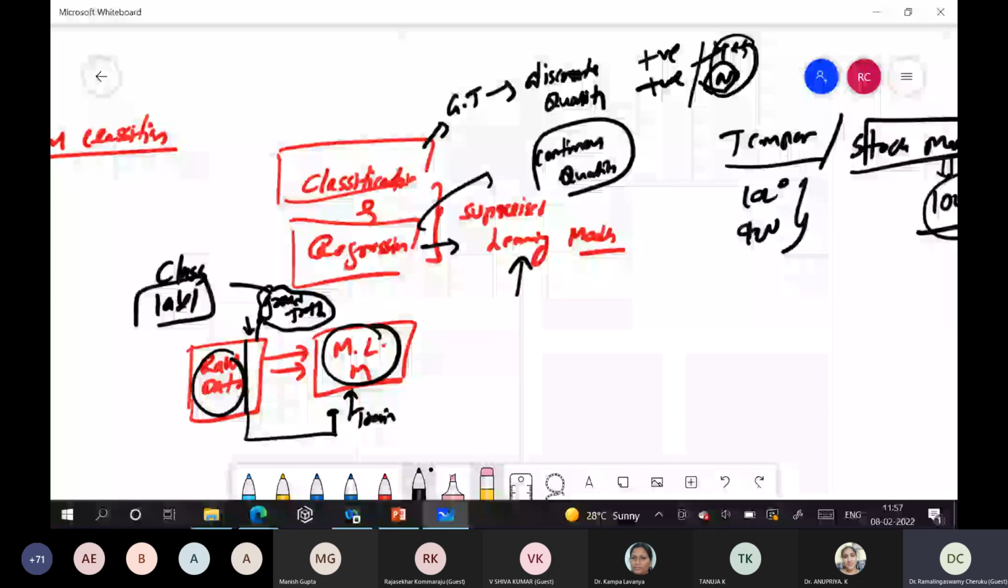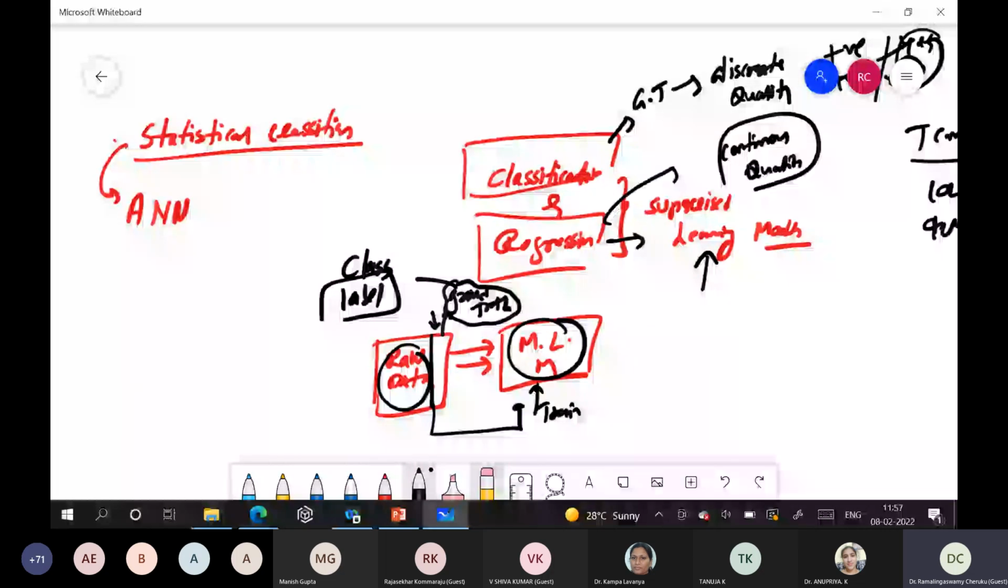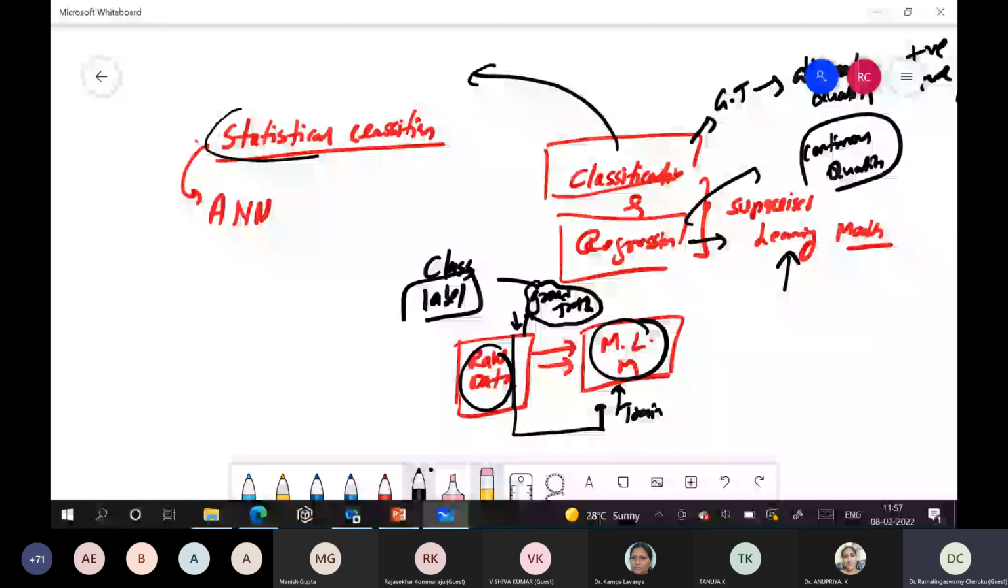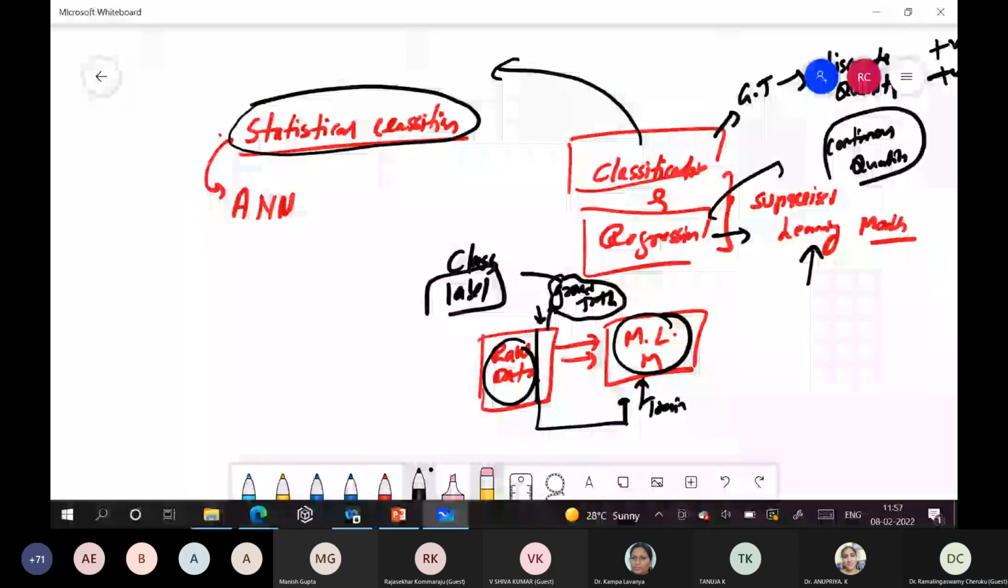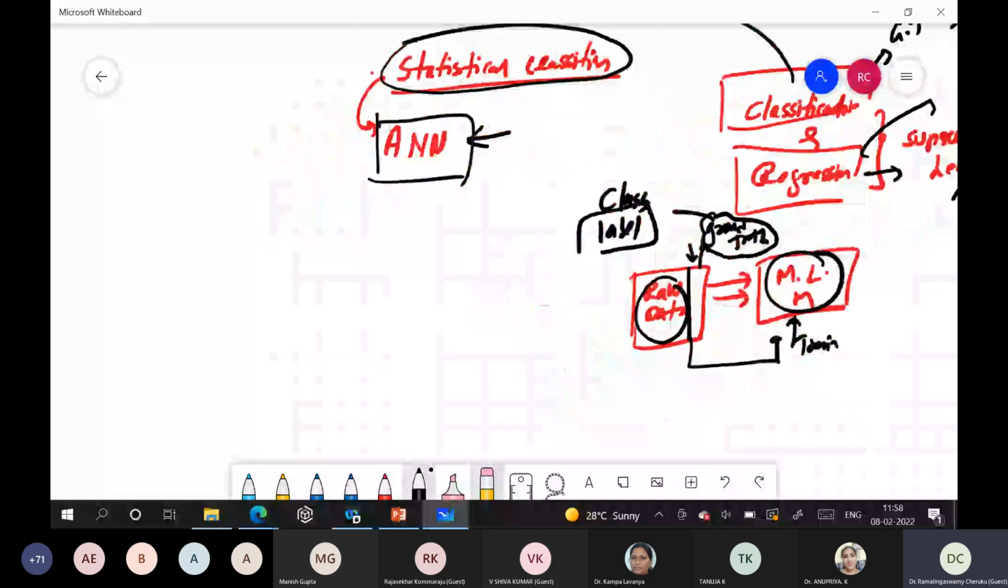So classification and regression are classified as supervised learning models. Toward this end, for classification or regression tasks, we started using statistical classifiers at the very beginning, maybe in the 1980s. Then, with the invention of the artificial neural network, people started using ANN as a classifier. So we can make use of ANN as a classifier.